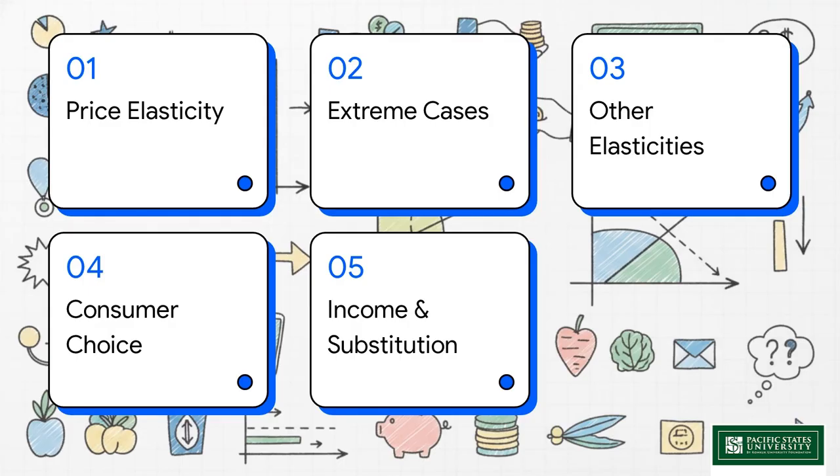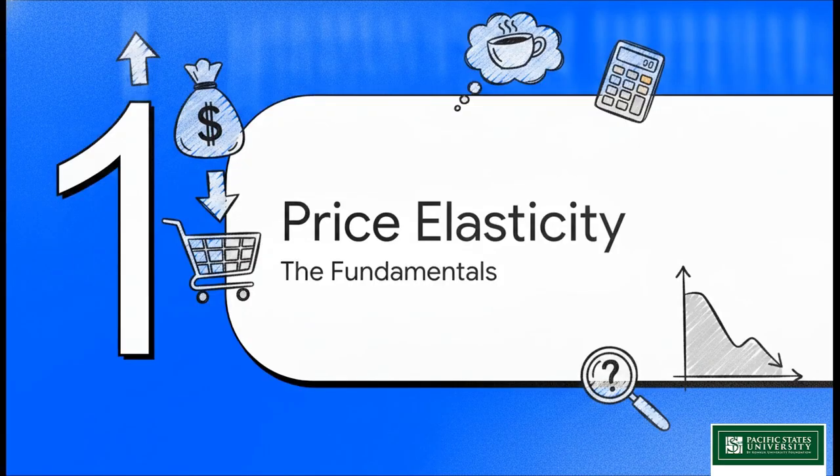Here's our roadmap for today's lecture. We'll start by locking down the fundamentals of price elasticity, then we'll move on to some extreme cases, explore other types of elasticity, dive deep into consumer choice and utility, and finally wrap things up with a really crucial concept: income and substitution effects. Let's jump right into part 1, the fundamentals of price elasticity.